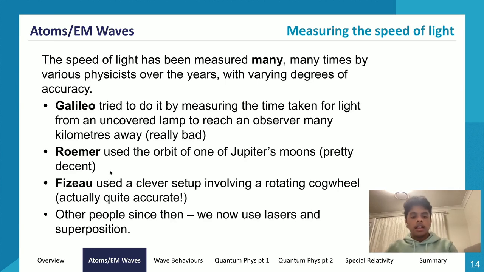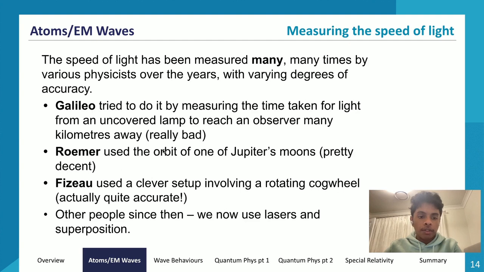The next one is Roemer. What Roemer did was he used the orbit of one of Jupiter's moons to calculate the difference in time, as the Earth orbits around the sun. As the Earth is further away from Jupiter, the time taken for the eclipse to occur is greater than the time taken for the eclipse to occur if Earth was closer to Jupiter's moons.